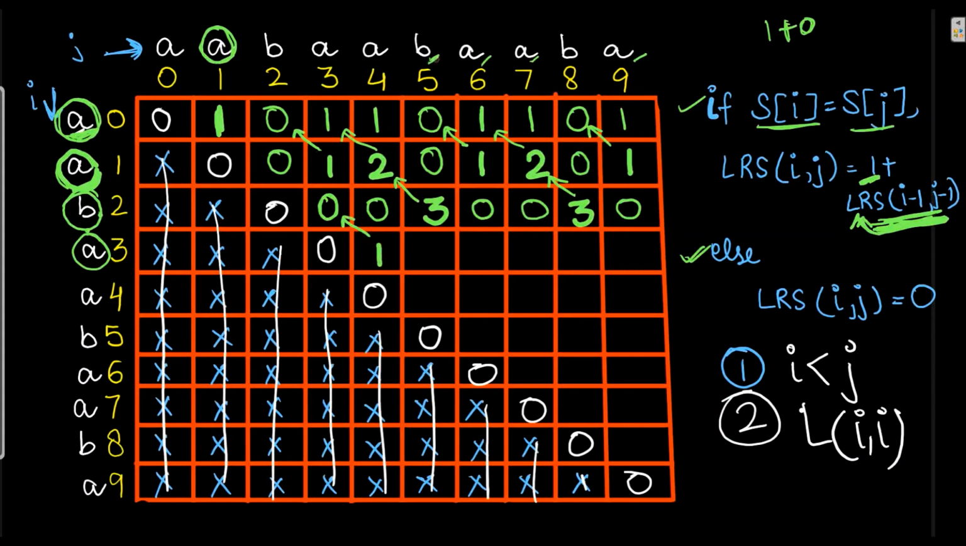Is A matching with B? No, so I'll put directly 0. Is A matching with A? Yes, 1 plus the diagonal element, which is 3. 1 plus 3 is 4.